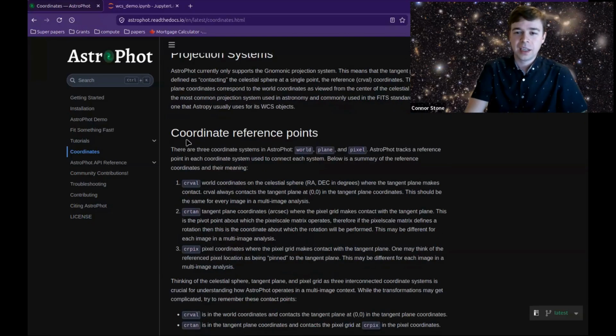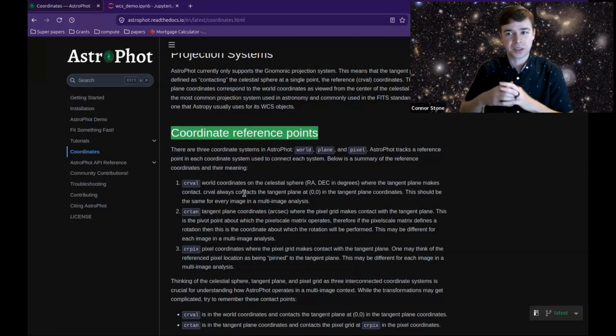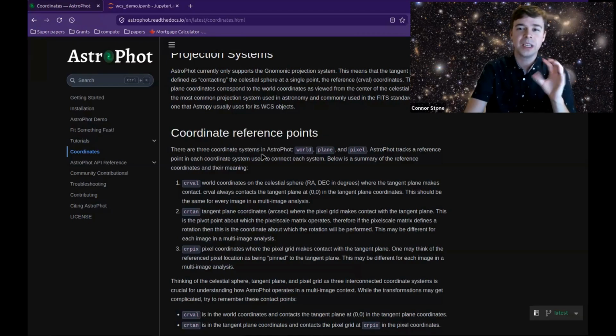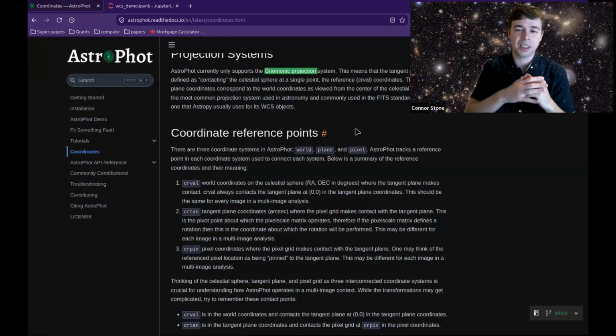Now, each one of these coordinate systems needs to be connected to each other. Like I said, there's world to plane, world to pixel, pixel to plane, all of these coordinate transformations that AstroPhot can do. So there needs to be a system for translating between them. Essentially, the way that AstroPhot does this is with a mnemonic projection. That's the thing that converts a celestial sphere to a tangent plane.